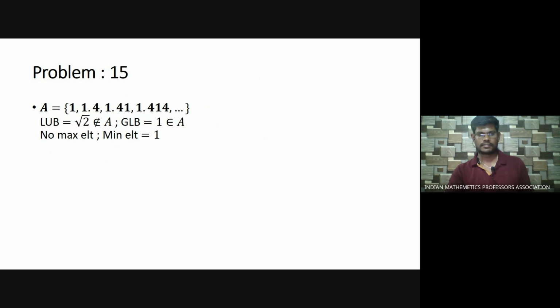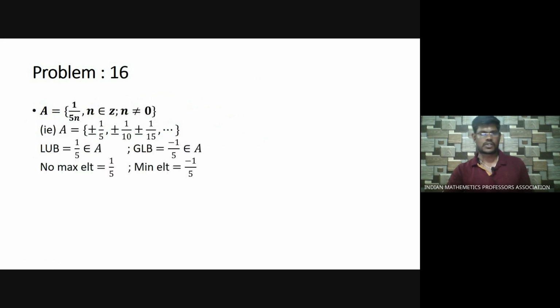The same example here: A is equal to 1 comma 1.4 comma 1.41 comma 1.414. So the least upper bound is root 2, which does not belong to A, and the greatest lower bound 1 belongs to A. So this is bounded below.